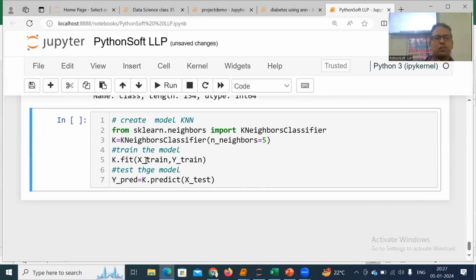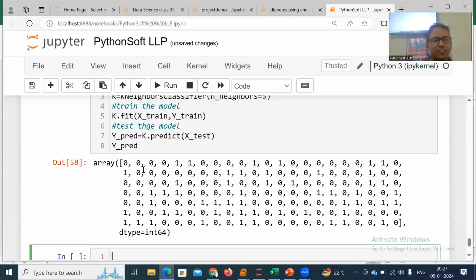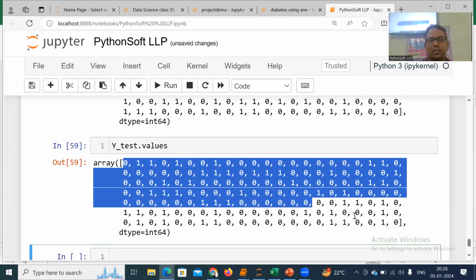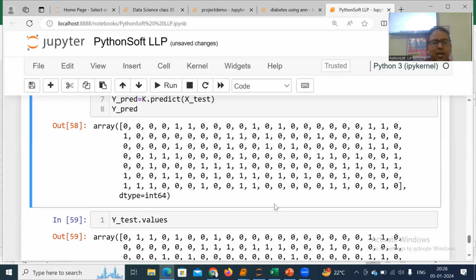See, 80% data is used for training, and after training, the 20% data is used for testing. I'm asking, please tell me what is the answer for X test? What is the answer for the 20% data? Whatever answer it gives, it just predicts the answer. This is the answer for the remaining 20% data. But what is the actual answer of X test? The actual answer of X test is y test. Got it? You match them. This is the predicted answer, and this is the actual answer.